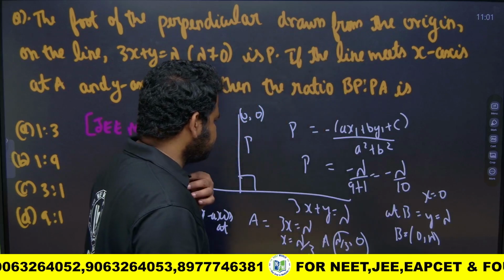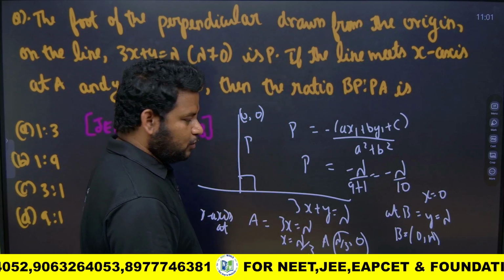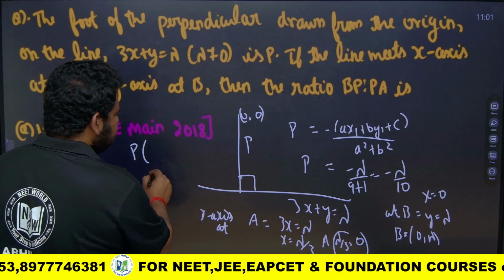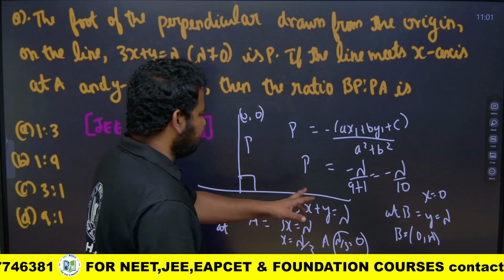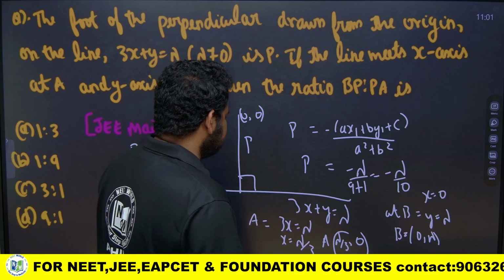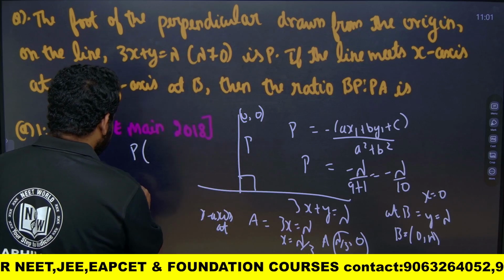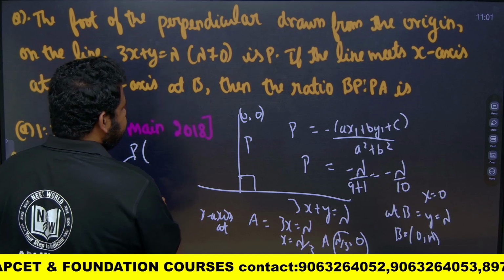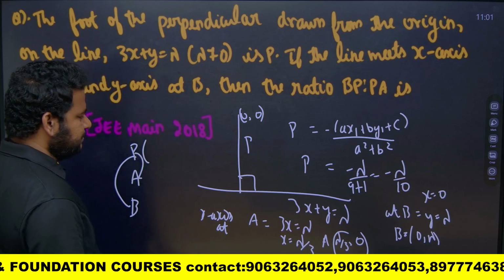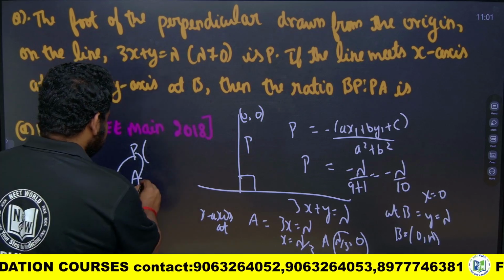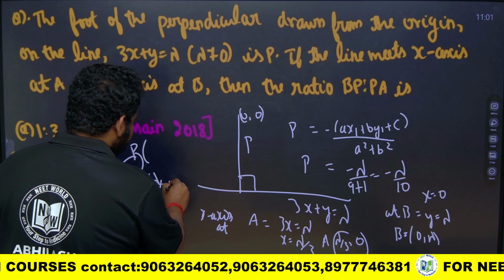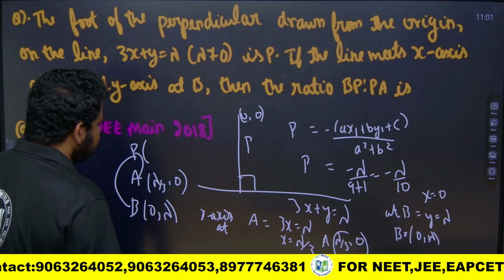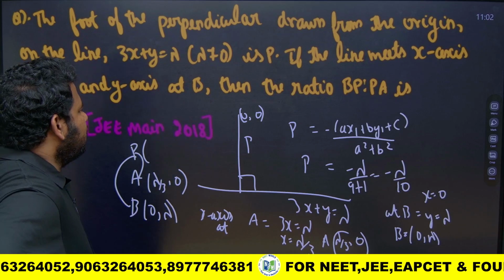So we got 3 points. You have to find the distance between BP and PA. A is nothing but lambda by 3 comma 0 and B is nothing but 0 comma lambda. And what about P?